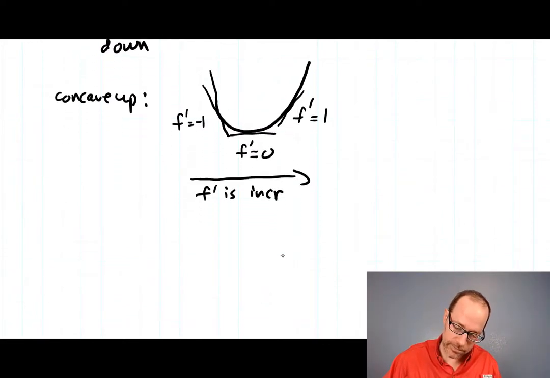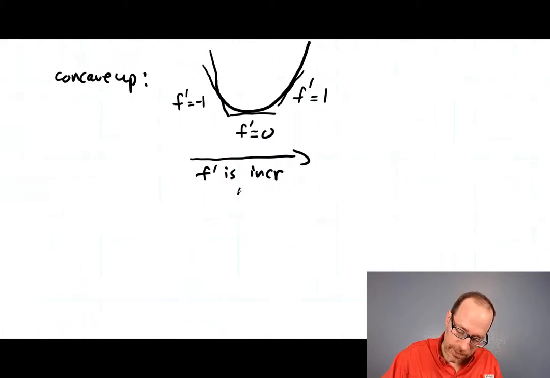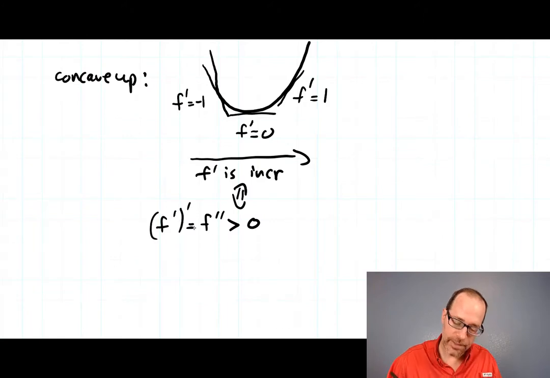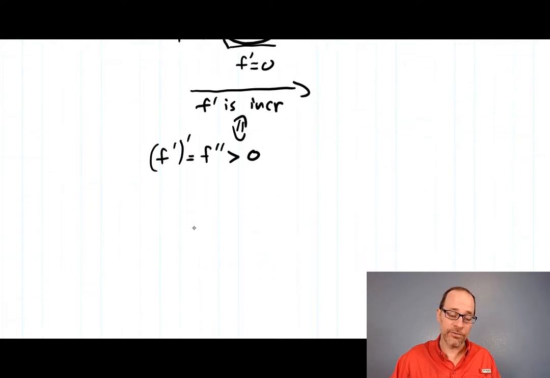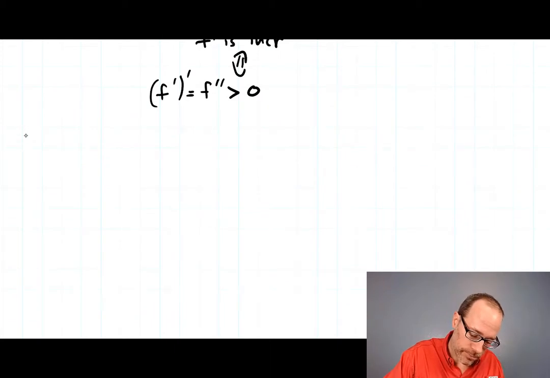So, we know, of course, an increasing derivative is the same as saying the second derivative is positive. In other words, f double prime is positive. Okay? And a similar story goes for concave down. Concave down is when the derivative is decreasing. All right, so here we go.